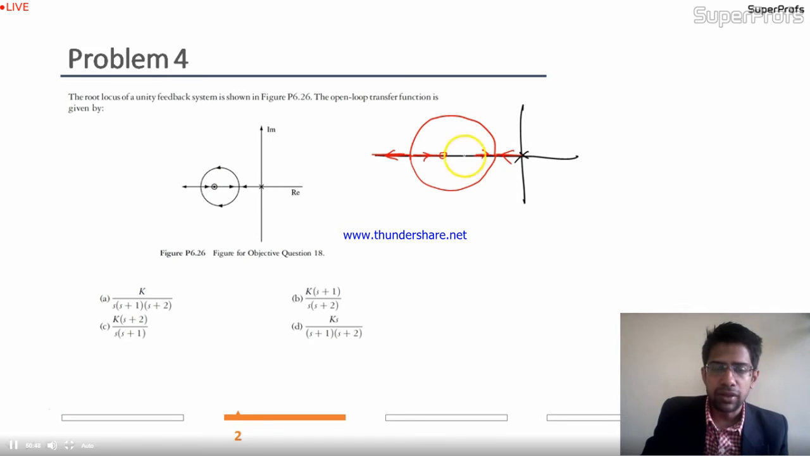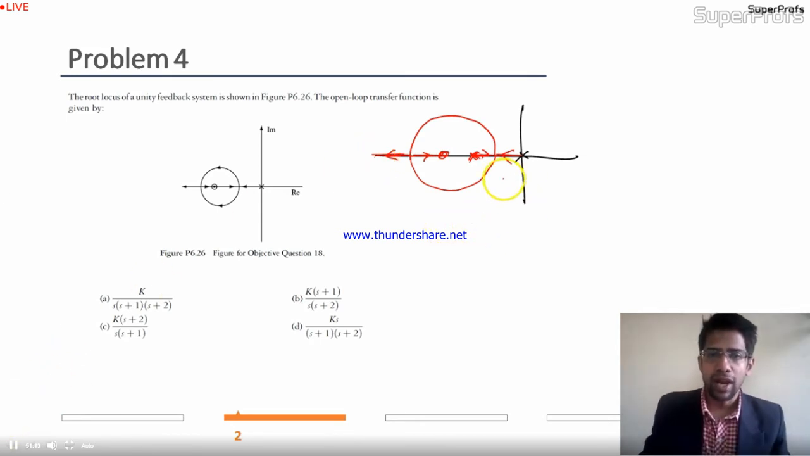So there must be a pole here, and this is a zero. These are two poles and a zero. Now you know that if there is one pole given, one pole is at infinity. That means there is one asymptote. That means you have two poles and 1 zero.